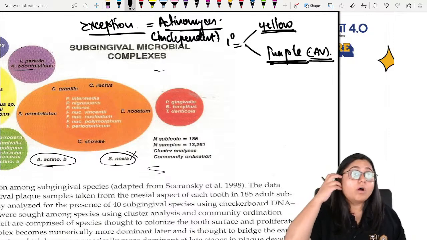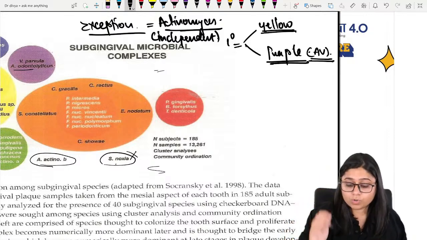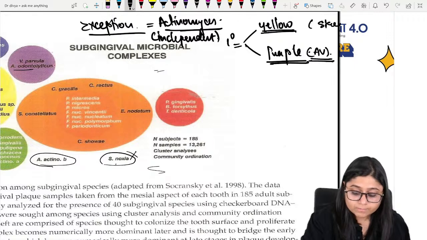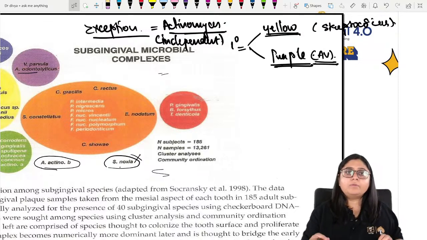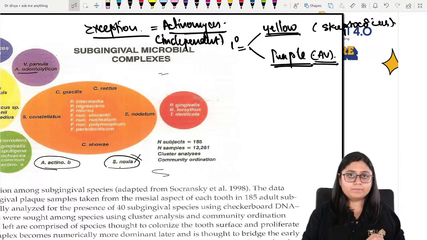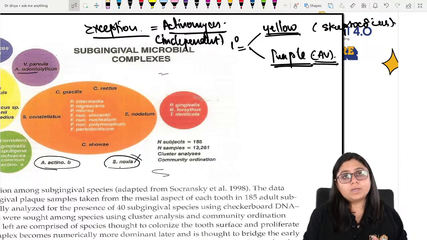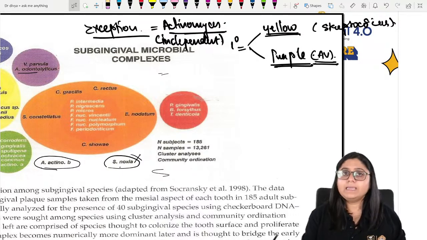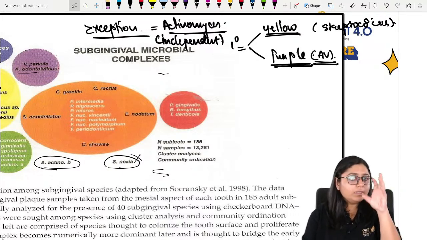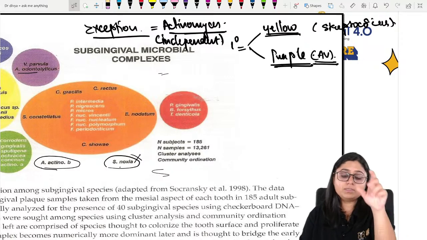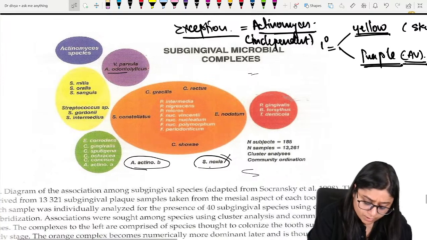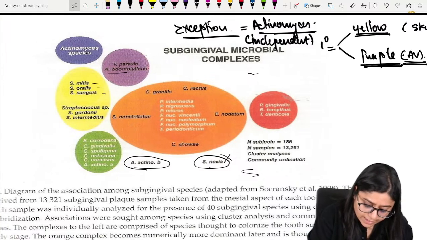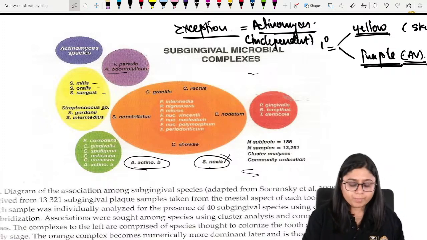Okay. In yellow complex, there is only Streptococcus species. So if they are asking you which amongst these is not a bacteria of yellow complex, anything other than Streptococcus will be the answer, right? So you need to remember only the Streptococcus species. You need not remember the names of the strains, which are Mitis, Oralis, Sanguis, Gordonii, Intermedius. No, you need not remember it.